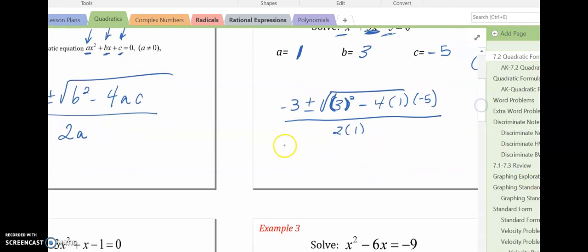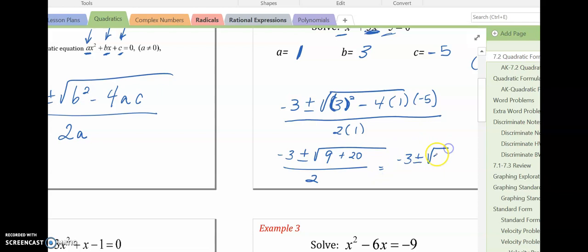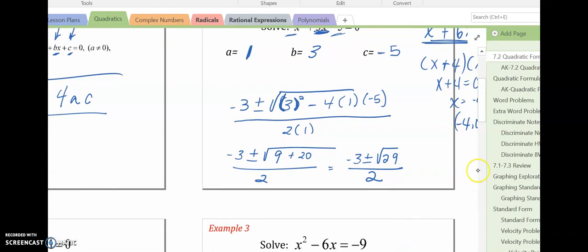So now you've got to do your order of operations, which tells me plus or minus, and we'll talk about what that means. 9, -4 times 1 is -4. -4 times -5 actually ends up being +20, over 2. And now I get my equation to be -3 plus or minus the square root of 29. That is not a bad answer. There's only a couple things we must do here.